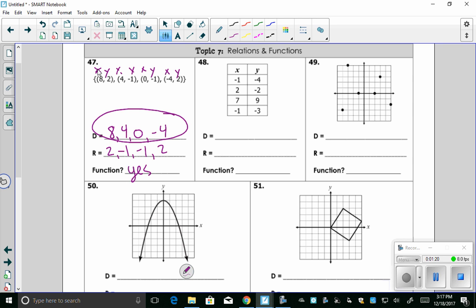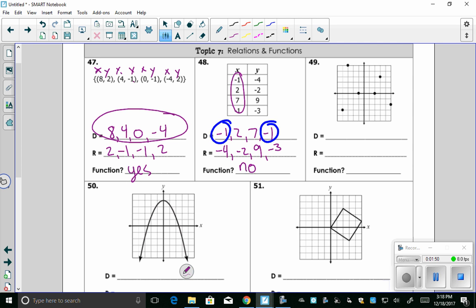Number 48. Domain are my x values. So you're going to list negative 1, 2, 7. Now it says negative 1 again. You don't have to list it twice if you don't want to, but you can. My range is going to be negative 4, negative 2, 9, negative 3. This is not a function because negative 1 repeats twice. So your answer is no.